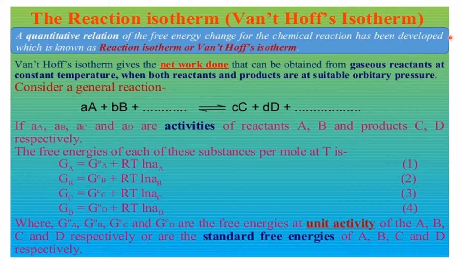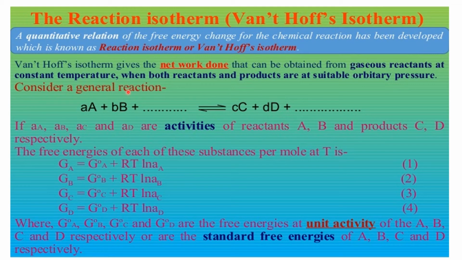we are going to see the Van 't Hoff isotherm. It is a quantitative relationship of free energy change of a chemical reaction, and it was given by Van 't Hoff. So consider an equation aA plus bB reversibly gives cC plus dD.